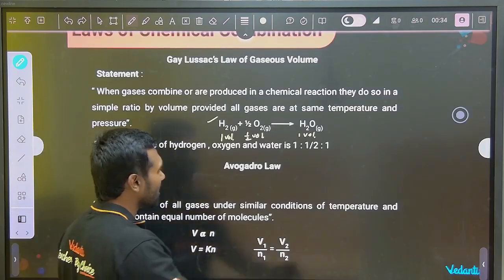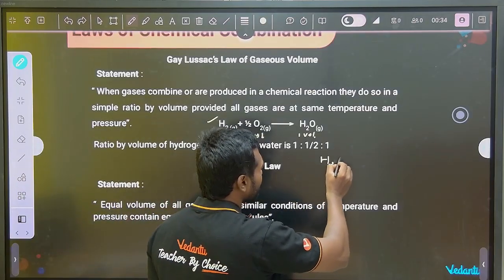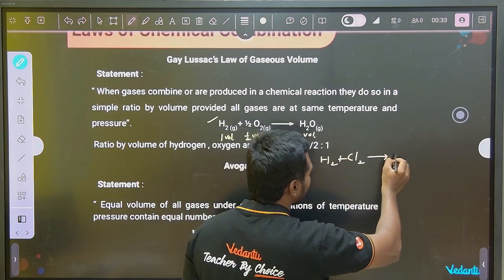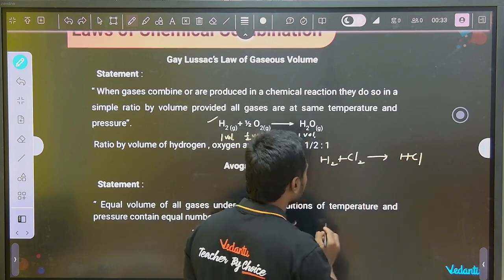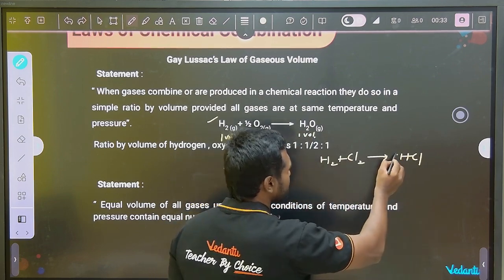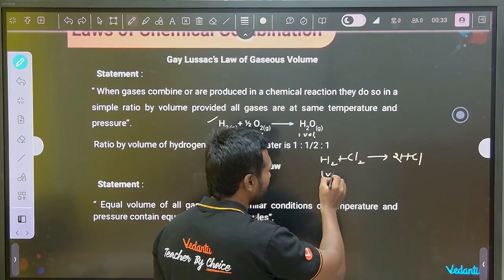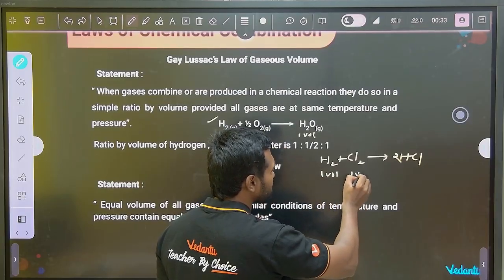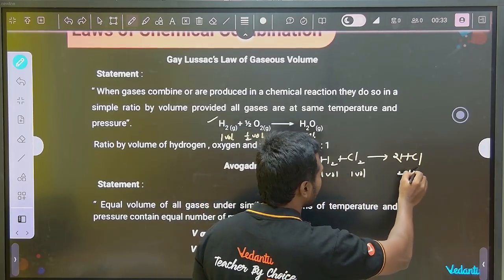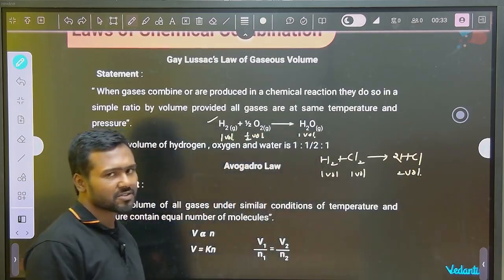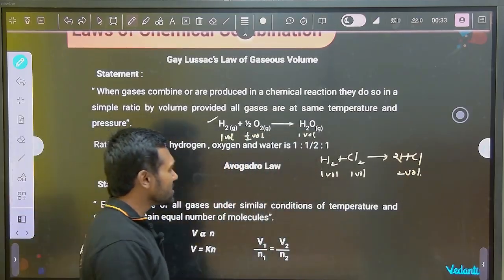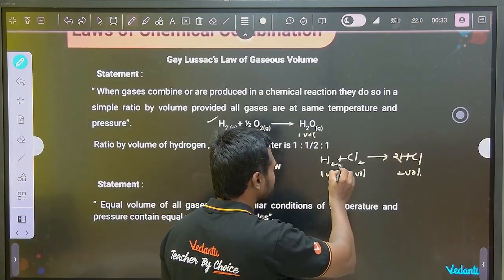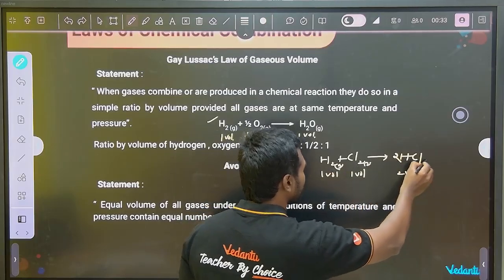Or else you take HCl also. Let's take H2 plus Cl2 giving 2HCl. This is one volume of H2 and one volume of Cl2 and you get two volumes of HCl. This is applicable only for gases, so we should mention all these are gases only.